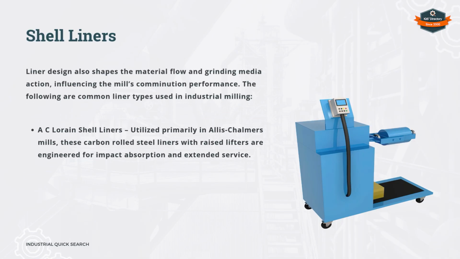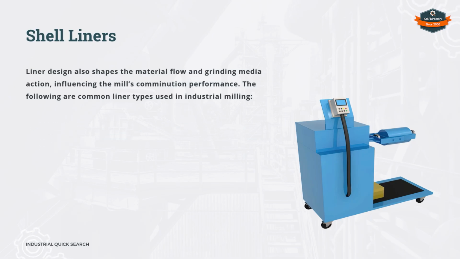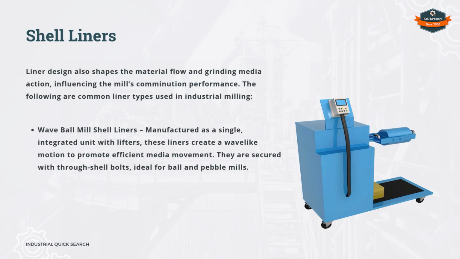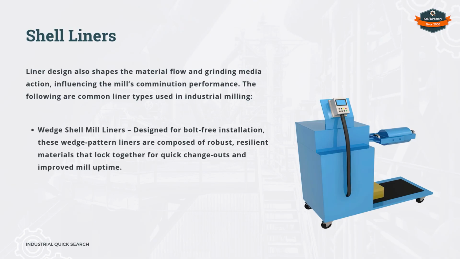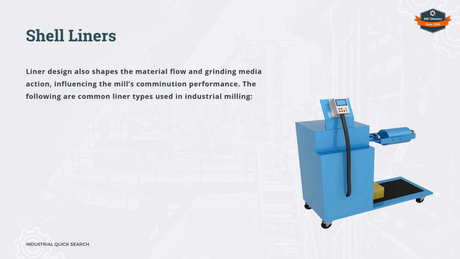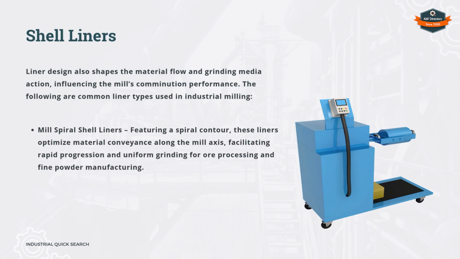The following are common liner types used in industrial milling. AC Lorraine shell liners. Wave ball mill shell liners. Wedge shell mill liners. Mill spiral shell liners.